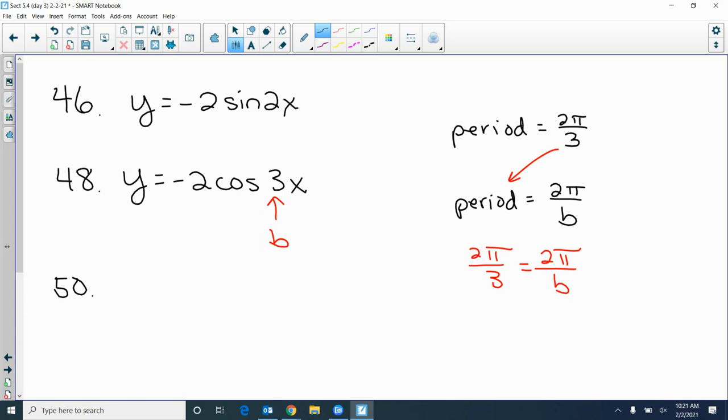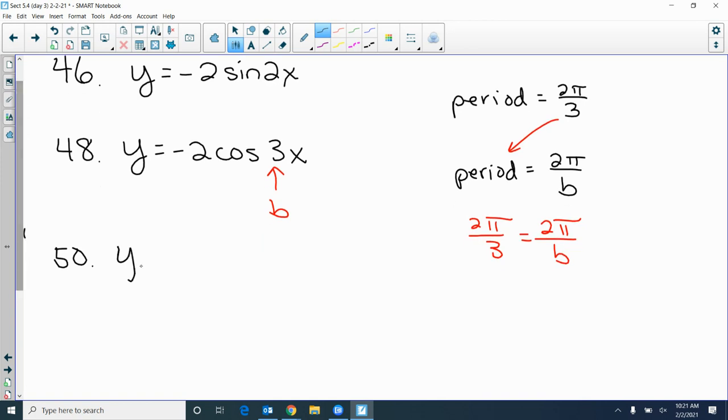What do you got? All right, I'm not sure if it's right, but y equals 2 sine 4x. Why are you using sine? Okay, are you just kind of totally guessing on these? Pretty much. Gotcha.